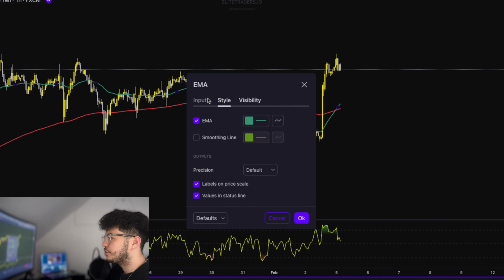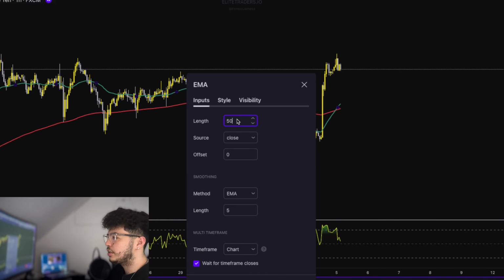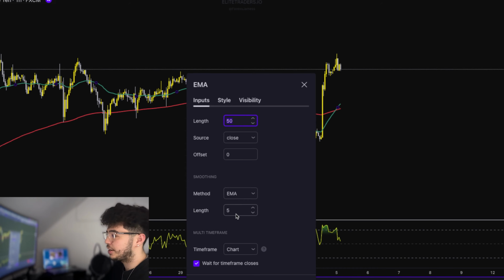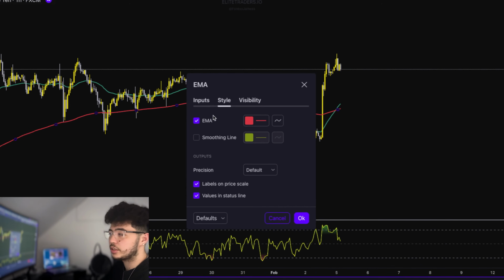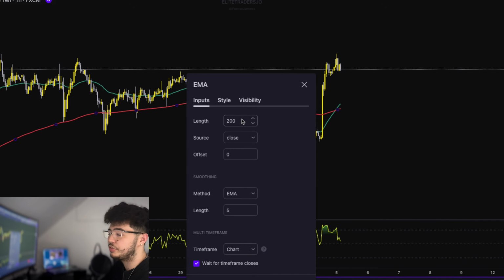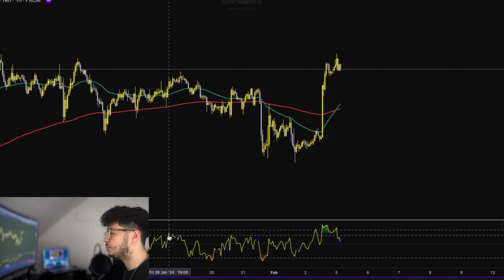The first moving average, which is this green one, we will need 50 as our length. The source is close. Offset is 0. The method is EMA or exponential moving average. The length is 5, and that's it. Very, very simple. And for the red one, which is a 200 moving average, obviously the length is 200, the source is close, offset is 0, method is exponential moving average, length is 5, and that's it. That's all you need on the moving averages side.